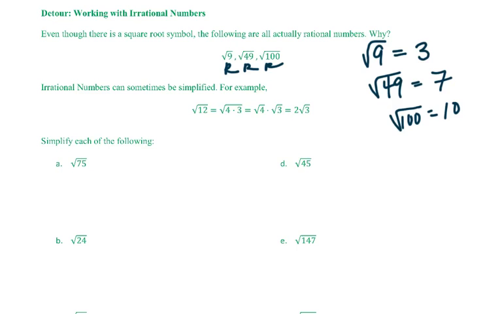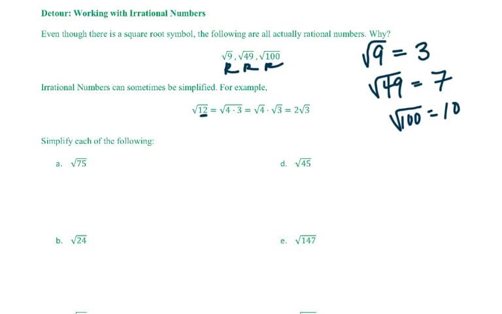Irrational numbers can sometimes be simplified. Here's an example of an irrational number that can be simplified. We have the square root of 12. The square root of 12 can be broken up into the square root of 4 times the square root of 3, because 4 times 3 is 12. We're just breaking 12 down into its factors. You want to try and find the largest perfect square factor that can go into a number.